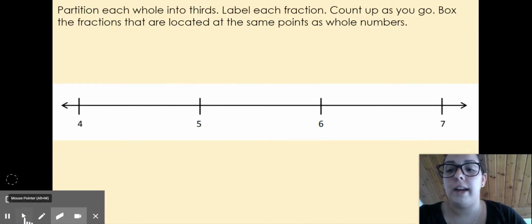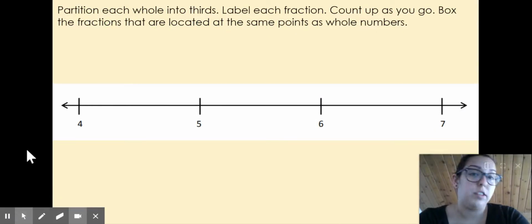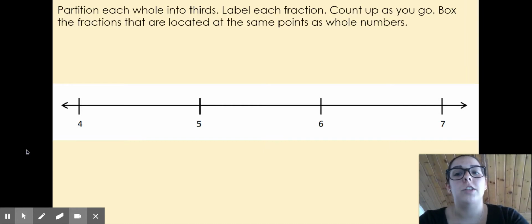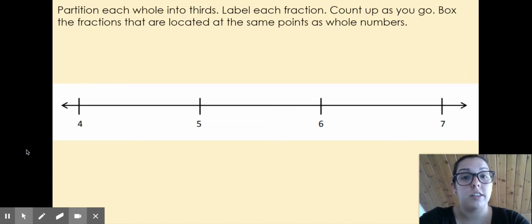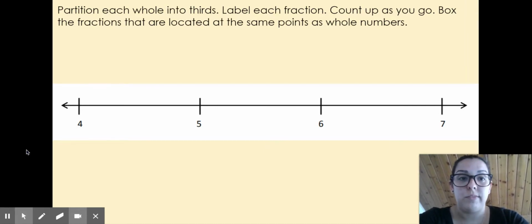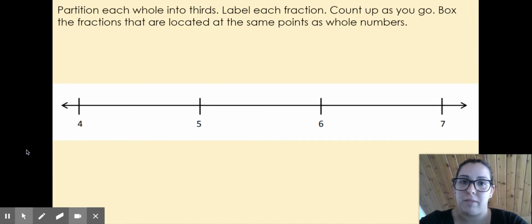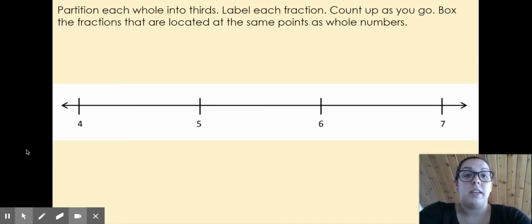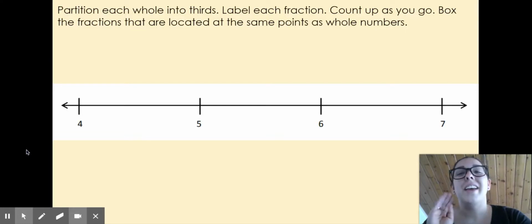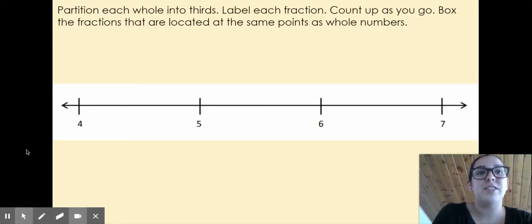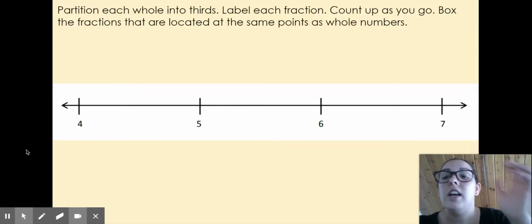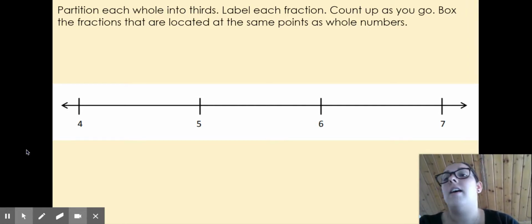Now we're going to try another problem. Let's just do another practice together. This one says partition each whole into thirds. Label each fraction. Count up as you go. Box the fractions that are located at the same points as the whole numbers. Basically this is the exact same thing that we just did, but with different numbers. You're starting with 4 and going up to 7. So we have 4, 5, 6, and 7.